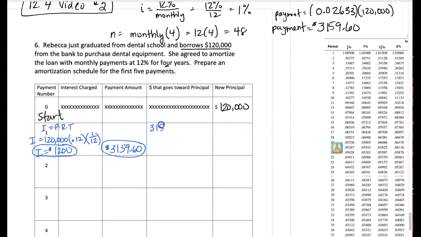So that's this next column, the money that goes towards the principal. We're going to take our payment, $3,159.60, and subtract the $1,200 that goes towards the interest, and what's left is $1,959.60, and that's the amount that goes to reduce the balance of the loan, or it goes toward the principal. So our new principal is take the old principal and subtract away the amount we get to deduct. So we get to reduce our principal by $1,959.60. And that leaves us with a new balance of $118,040.40.